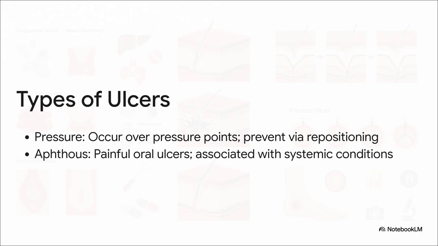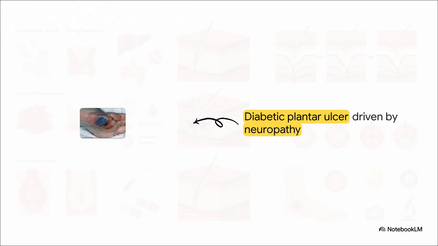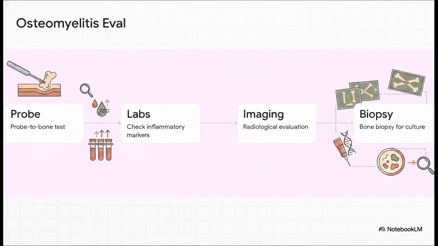Moving to diabetic plantar ulcers, these develop through a specific mechanism, a combination of sensory neuropathy, autonomic changes, and motor neuropathy that causes atrophy of intrinsic foot muscles. This atrophy leads to claw toes, hyperextension, and repetitive focal pressure over the metatarsal heads, which ultimately drives the skin breakdown. If you suspect osteomyelitis under a diabetic ulcer, follow these sequential diagnostic steps. Start immediately with the probe-to-bone test. Then, check inflammatory markers and get imaging. Finally, you confirm the diagnosis with a bone biopsy for histopathology and quantitative culture.